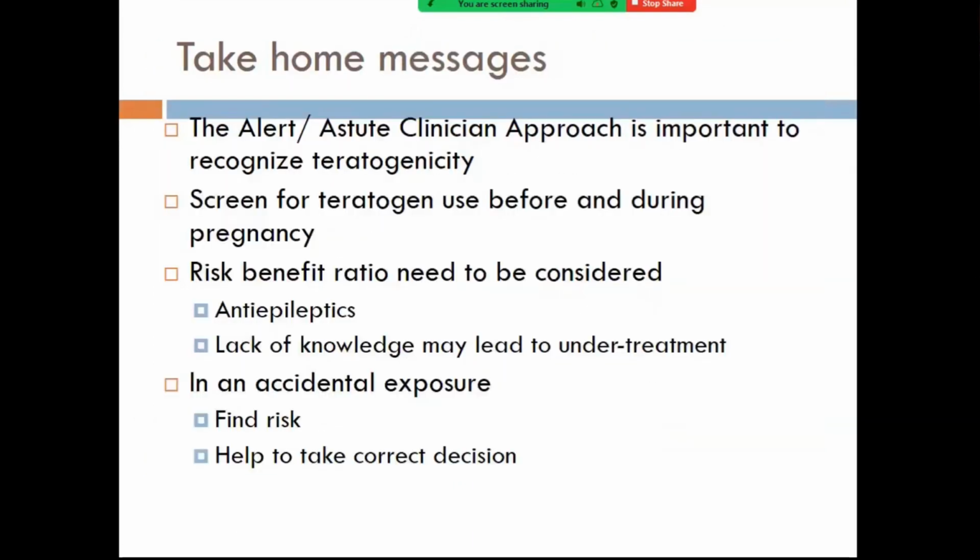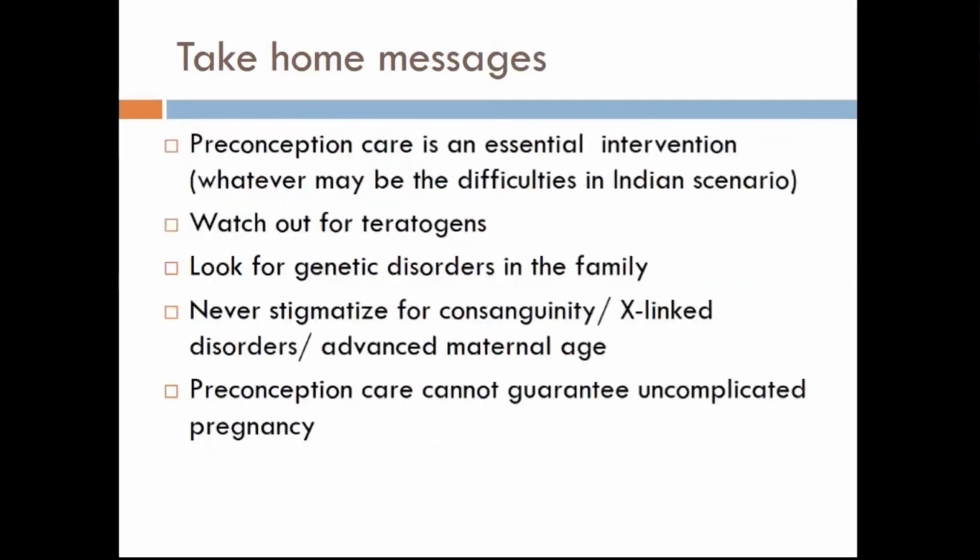So the take home is that an alert clinical approach is important to recognize teratogenicity. Screen for teratogen use before and during pregnancy. The risk-benefit ratio needs to be considered for antiepileptics. Lack of knowledge may lead to under-treatment and accidental exposure. Find the risk, take the correct decision, with help from the literature, what is available. Preconception care is an essential intervention.